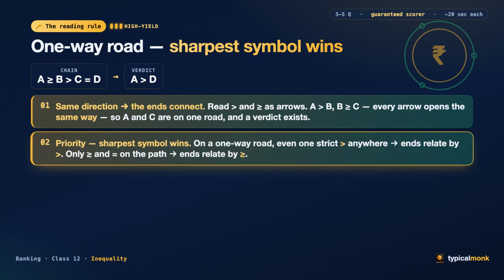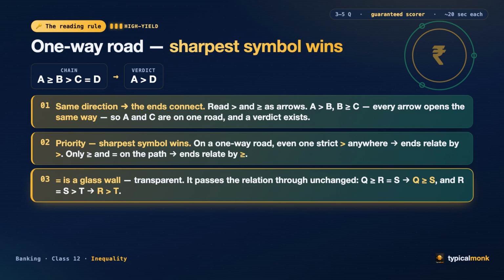2. The priority rule. The sharpest symbol wins. On a one-way road, if even one strict greater than sits anywhere, the ends relate by greater than. And if the whole path carries only greater than or equal to and equal, the ends relate by greater than or equal to.